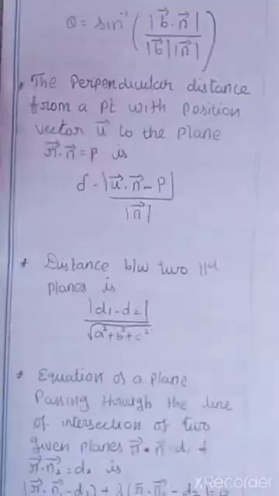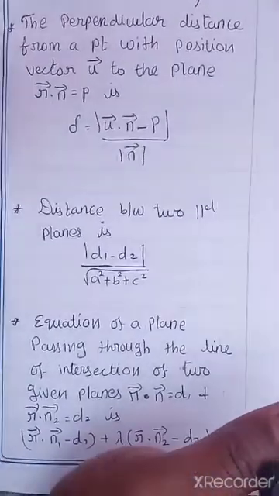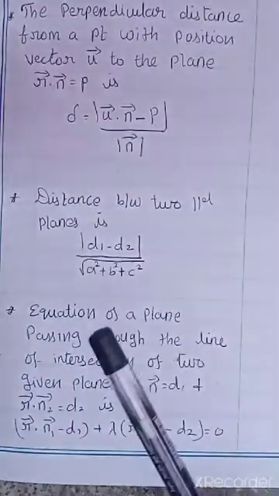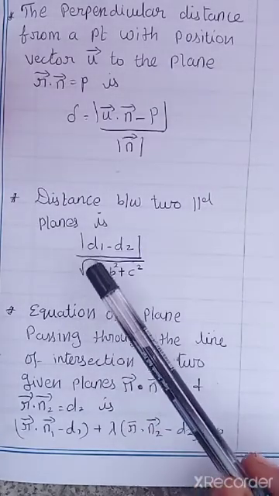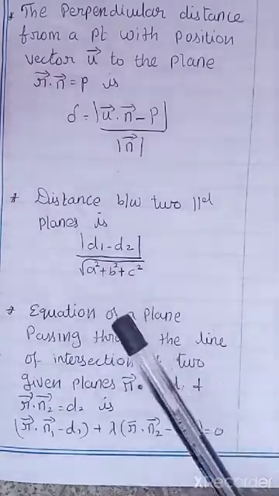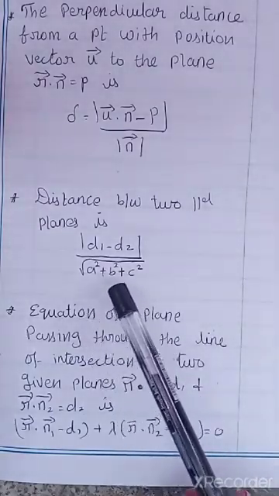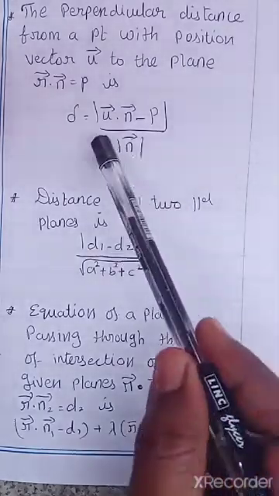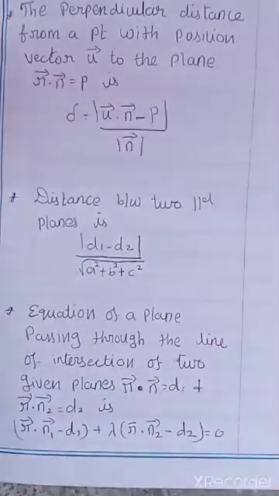Okay, next, distance between two parallel planes. So the distance between two parallel planes is mod d1 minus d2 by square root of a square plus b square plus c square. Okay, these are the two distance formulas.